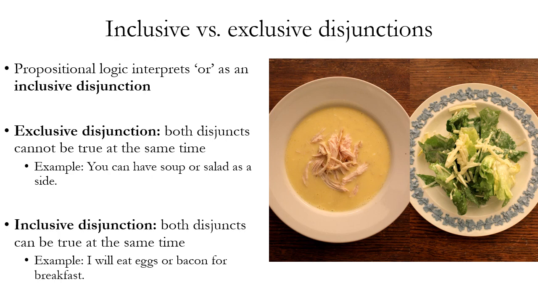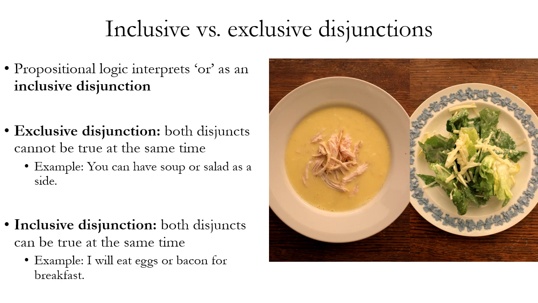Inclusive or means both can be true and the whole disjunction is still true. So an example from ordinary language, I will eat eggs or bacon for breakfast. If someone says that to you and then later you ask them and it turns out they ate both, you wouldn't say that they were speaking falsely initially. They were probably using the word or inclusively to mean that I will eat eggs for breakfast or bacon for breakfast and perhaps both.